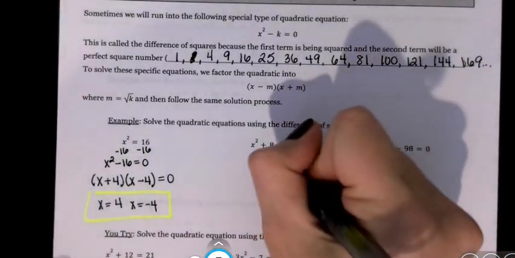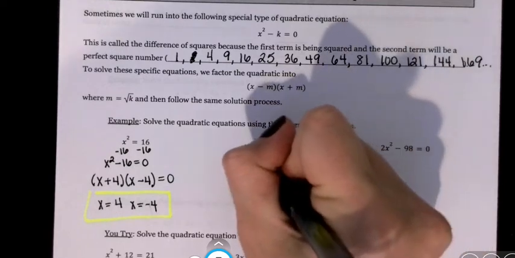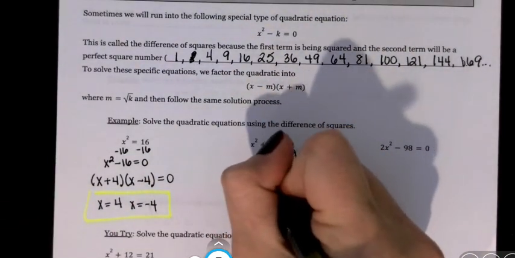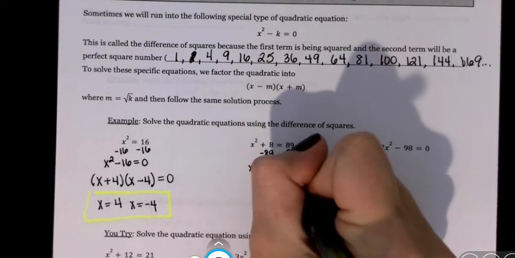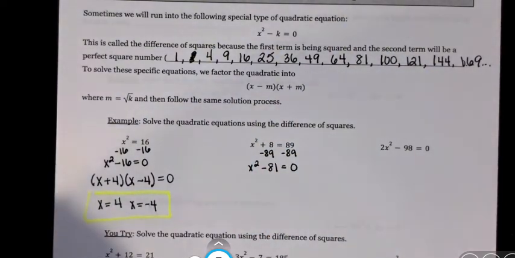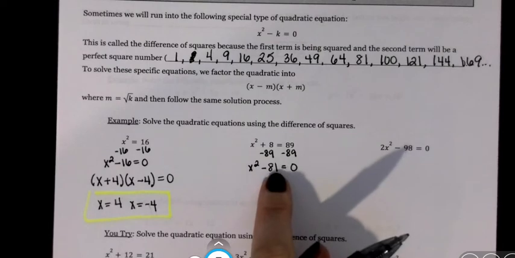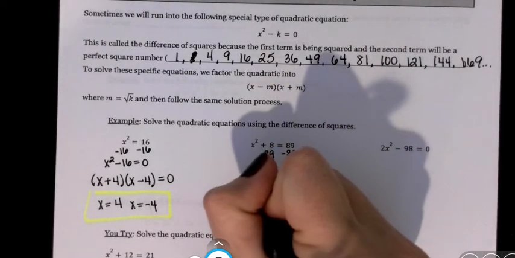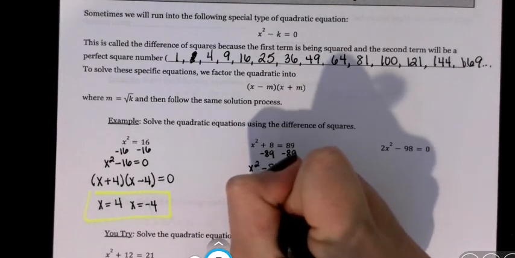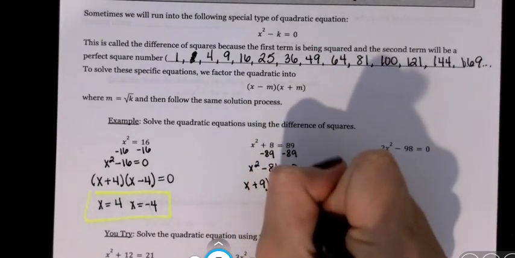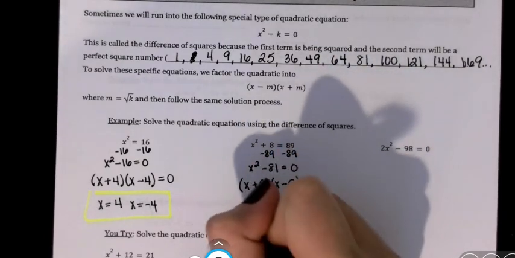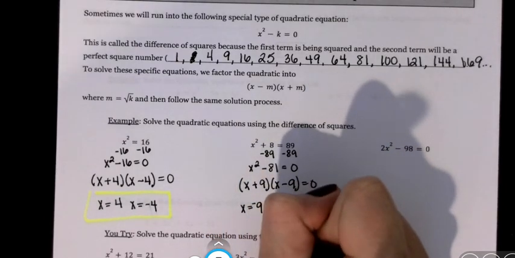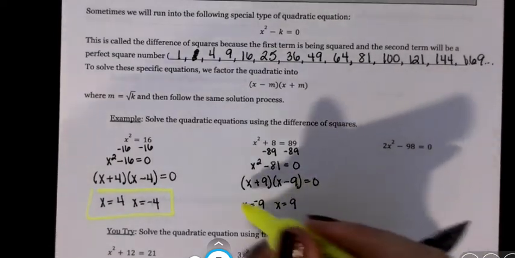So for this one, again, I want it equal to 0, so I'm going to subtract 89 from both sides. So I get x squared minus 81 equals 0. Again, perfect square here, and I have subtraction because I need the difference of them. So I would get x plus 9 and x minus 9. I break them apart, set them equal to 0, and I get negative 9 and positive 9 as my two roots.